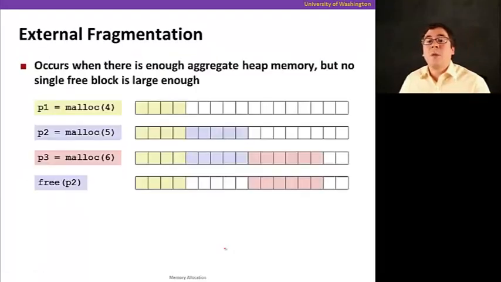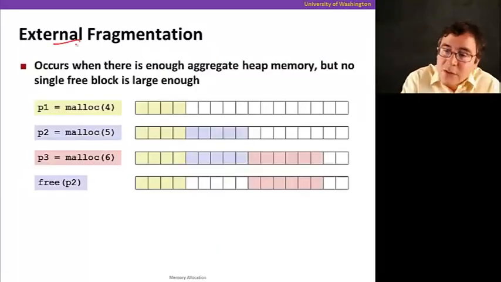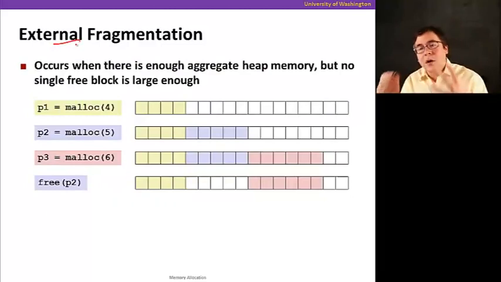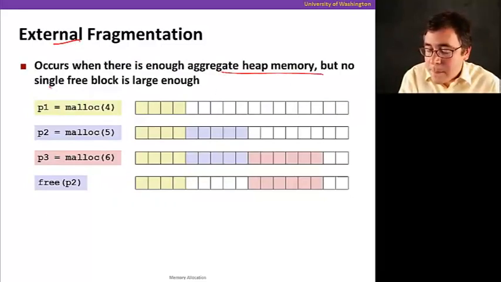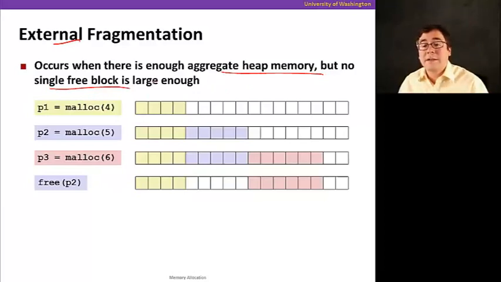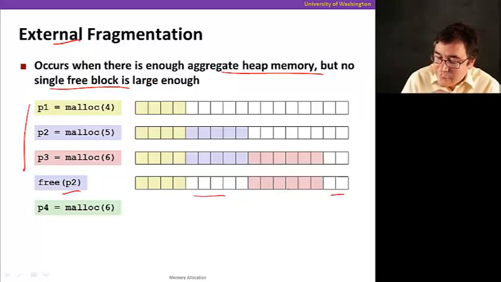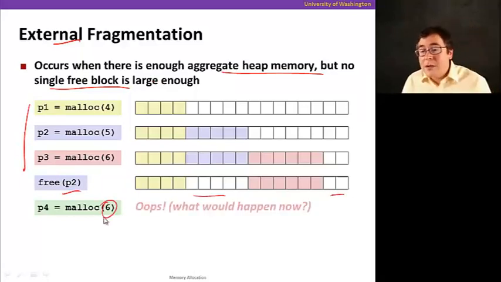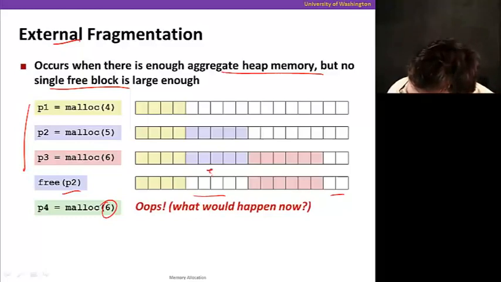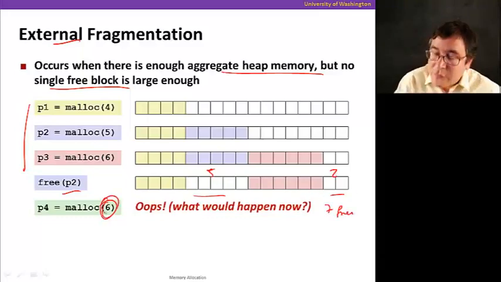Now, what's external fragmentation? It's external because it's external to the block. It occurs when there's enough aggregate heap memory, but no single free block that's large enough. Let me give you an example. Suppose that we had this sequence of mallocs, then we had a free. So we have 5 free here and 2 free here, so I have a total of 7 free. But none of them are large enough to honor this request of 6.